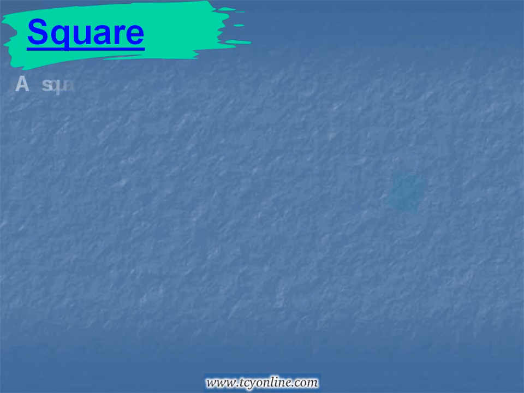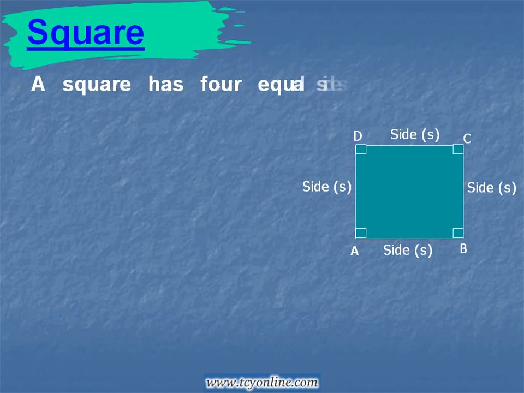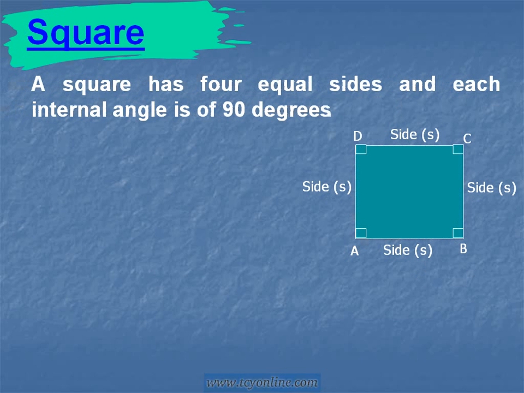Let's learn the other type of parallelogram, that is square. In square, all four sides are equal in measure and each internal angle is a right angle. See the formula of area of square, that is side times side.